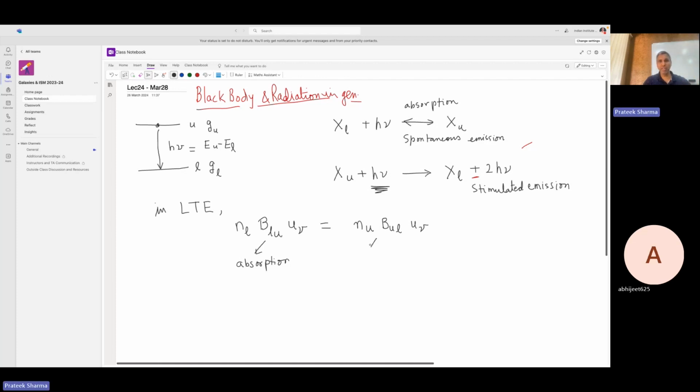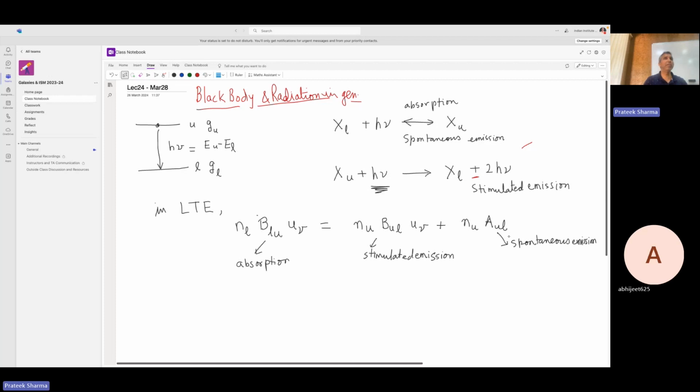This is stimulated emission that populates the lower state. And there is, of course, N_U times A_UL. So these are microscopic rate coefficients. These are called Einstein's A and B. This is Einstein A for spontaneous emission.